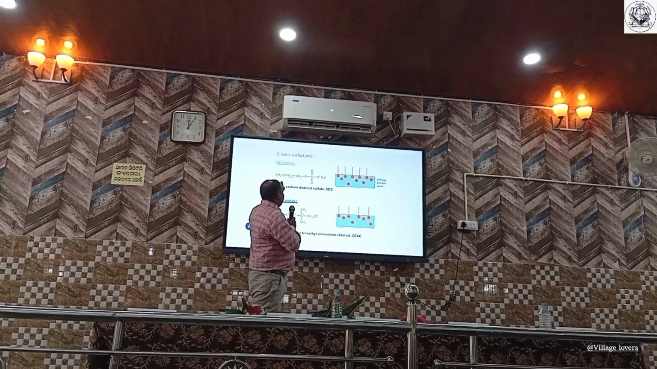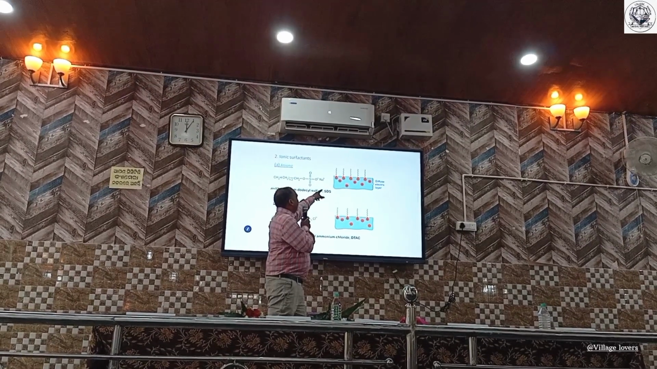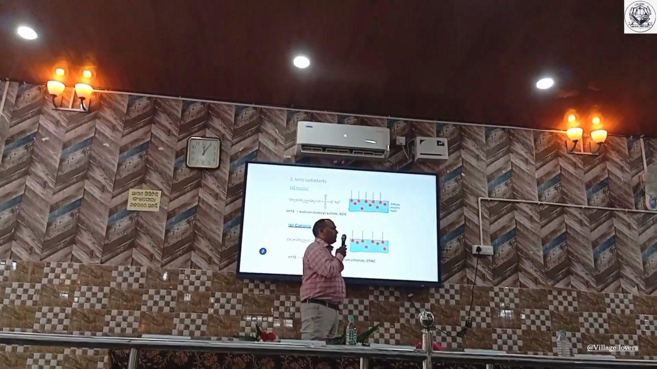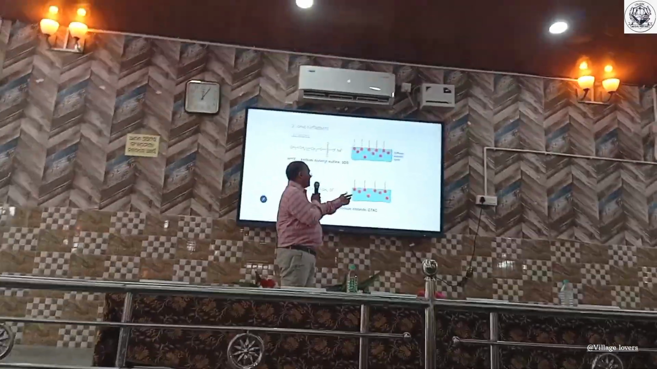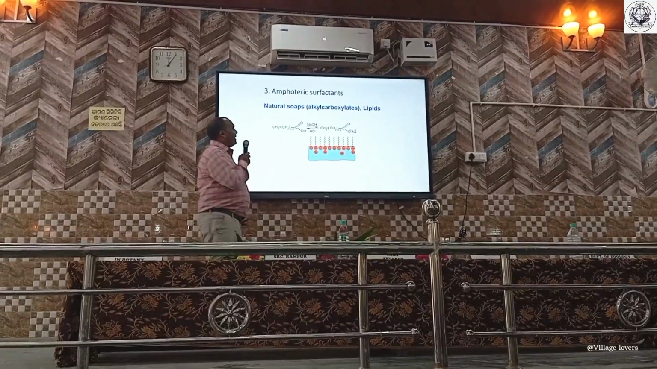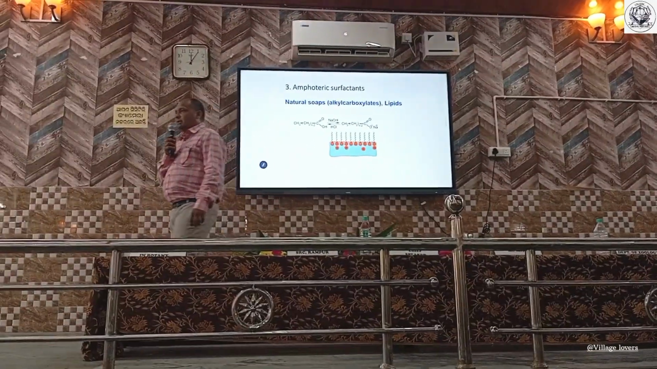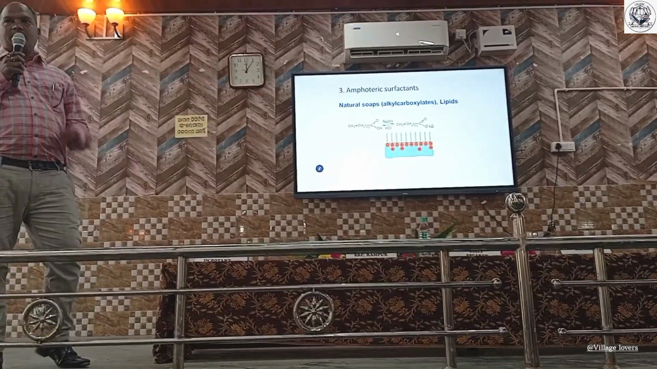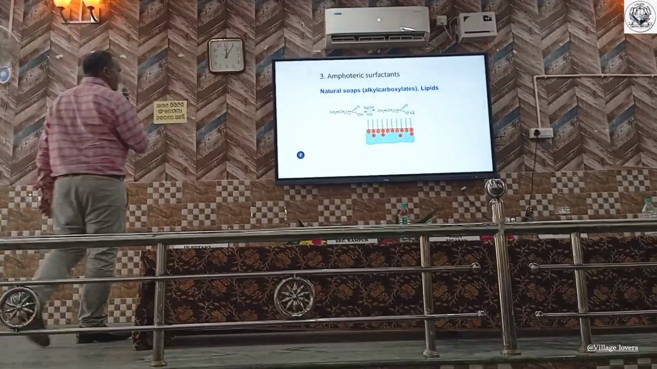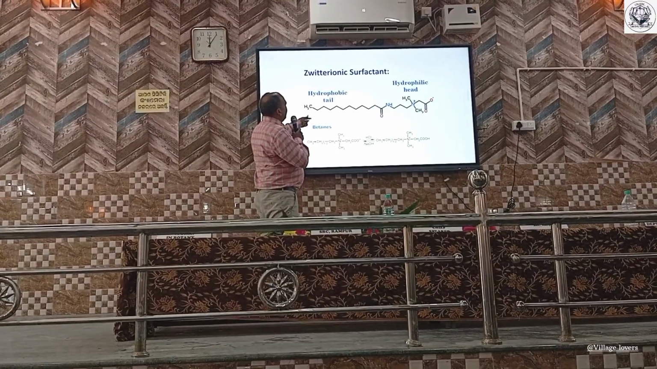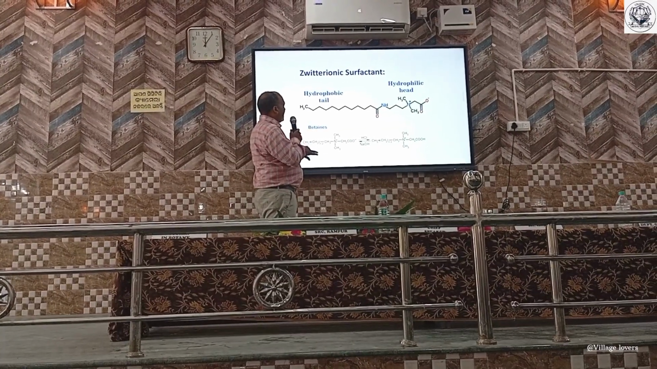These are ionic surfactants. This is anionic, that is, negative charge, and this is cationic. And we can also have amphoteric, which means both positive and negative charges are present in the same molecule, an amphoteric molecule. Then zwitterionic.